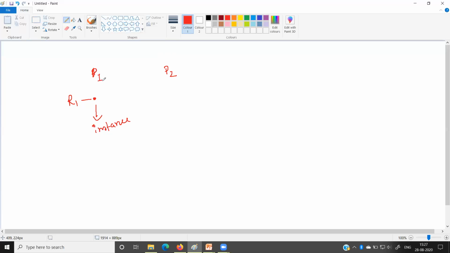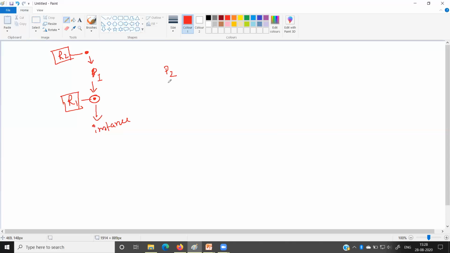Now what will happen? Suppose P1 wants to access this resource R1. P1 cannot complete its execution until and unless it gets R1. And another resource R2 is held by P1. So another resource R2 is there which is already assigned to the process P1. Fine. So I have two resources, one is R1 and the second one is R2. R2 is already assigned to P1 and P1 is requesting for R1. Okay.